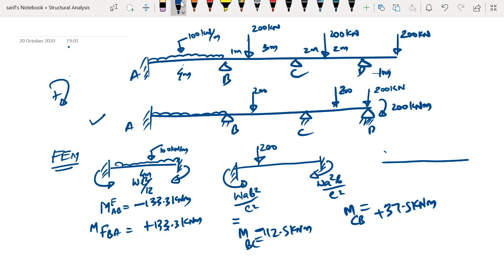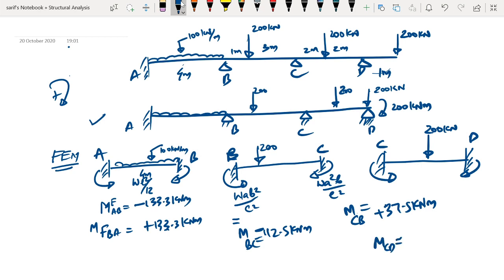And when it comes to CD, this is a central concentrated load, and we know the magnitude of the bending moment is WL by 8. So if we substitute, we will get MCD equal to minus 100, and MDC will be equal to plus 100 kilonewton meter. So these are the values of the fixed end moments.